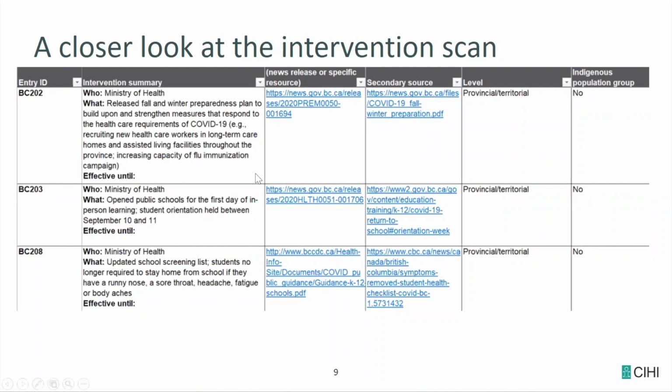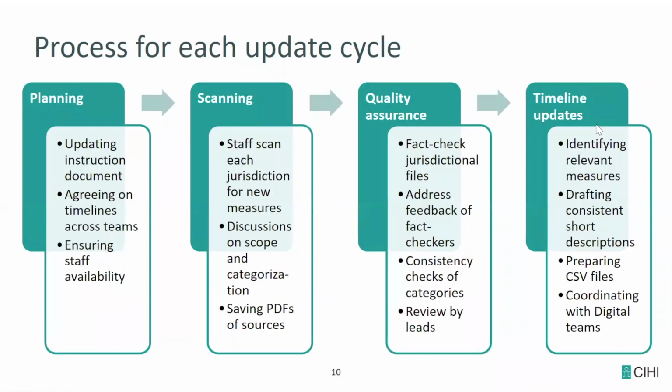And also, I should mention, we sometimes populate the effective until date, but often there wasn't anything in the announcements about how long this would be effective for. Then we have the level. So this can be provincial, territorial, or it could be a regional level if the announcement was made at the provincial and territorial level about something that was happening in a health region. And then we have whether the intervention pertains to an Indigenous population group.